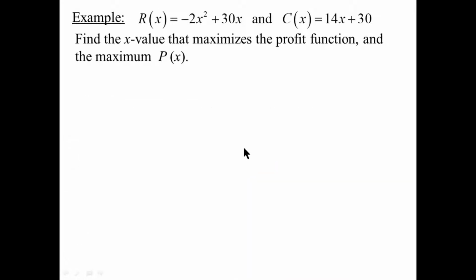Moving on, let's do another example. This one's about profit. Businesses are interested in how much money comes in, sure, that's called revenue, but they're more interested in profit. So find the x value that maximizes the profit function and the maximum profit, if we know that the revenue function is negative 2x squared plus 30x, and the cost function is 14x plus 30.